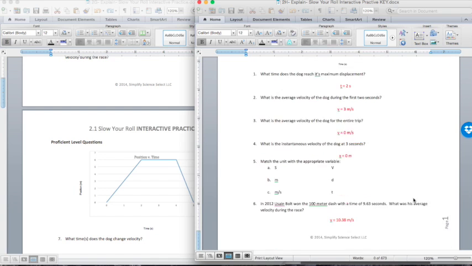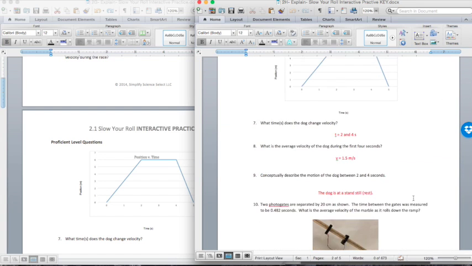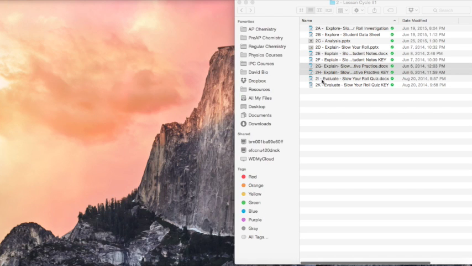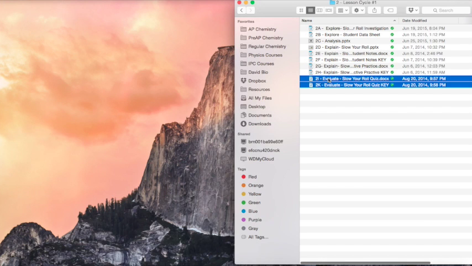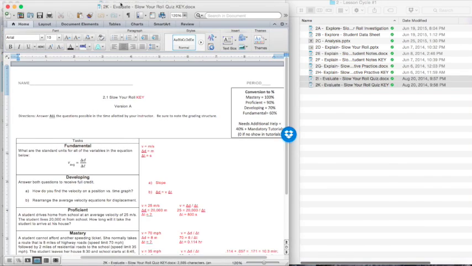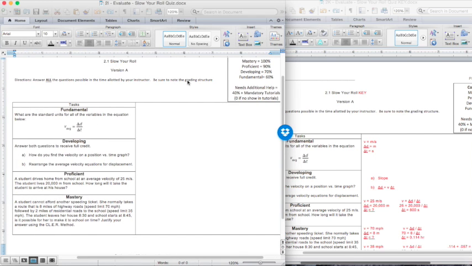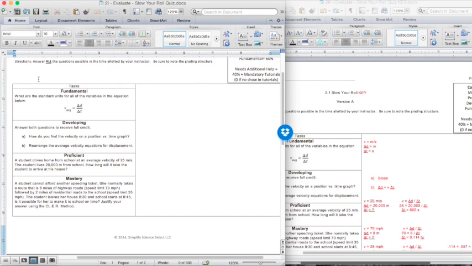We provide the keys for these documents as well, so you can see what the answers are and kind of how they were obtained. And then finally, we conclude every lesson cycle with a quiz. Now, our quiz structure is based on, again, the idea of developing, proficient, and mastery, as well as fundamental. The fundamental questions are the most basic questions. So things like, what are the standard units? So this is just, were they paying attention as we went through this material? The developing level questions is they're starting to understand the concepts that we're interested in.